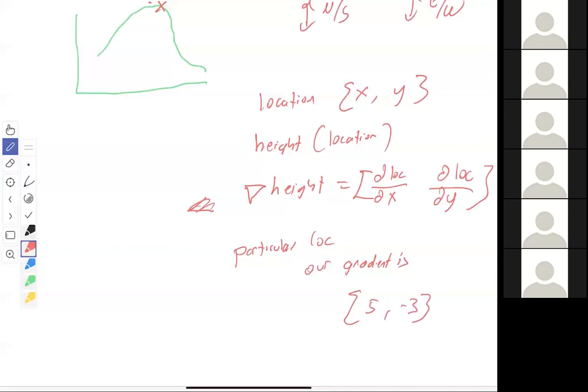Almost. Here's one thing you have to be aware of: this gradient is telling us that if we increase X a little bit, for every unit increase of X, our height increases by 5. So this says if X goes up, that implies that our position goes up, because when we look at the derivative, that's the slope, and the slope tells us where to go up. And if Y goes up, what happens to our position?